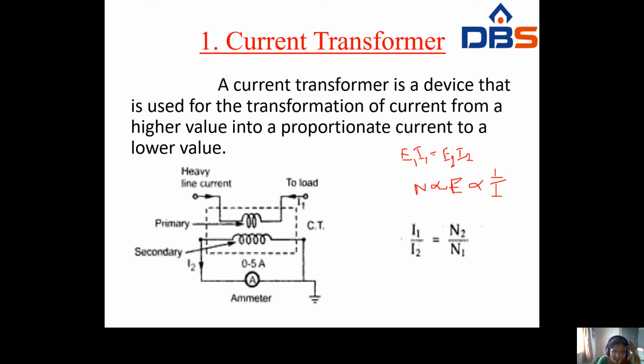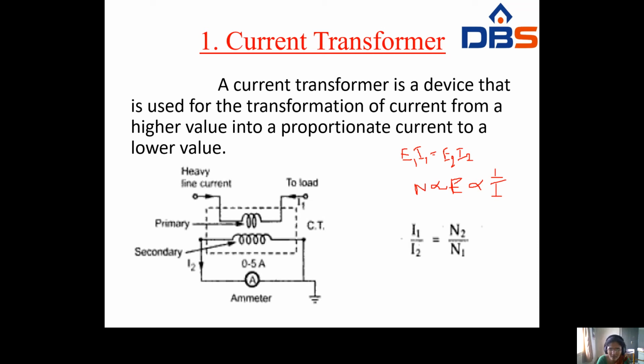So this is the primary and this is the secondary. The primary has a smaller number of turns and the secondary has a higher number of turns. To the secondary you connect an ammeter having a range of 0 to 5 amperes. The primary of the current transformer has one end connected to the heavy line current and the other end connected to the load. The voltage drop in the primary winding is E1 I1, and in the secondary winding of the current transformer it is E2 I2.